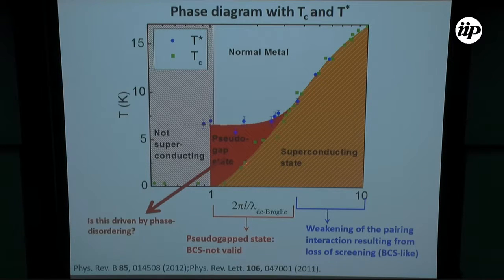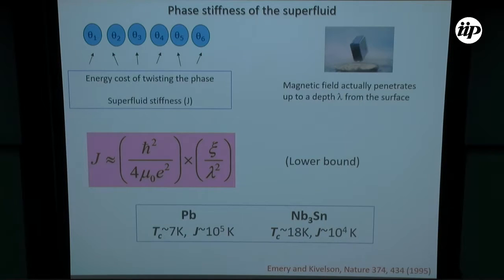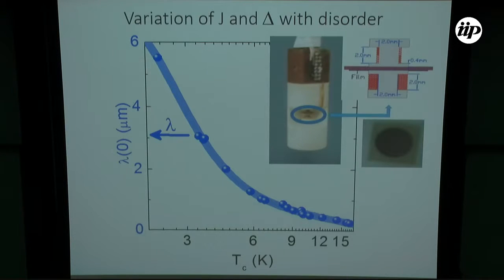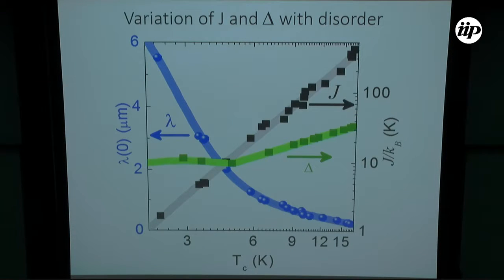So this transition, we know now that gap is not a relevant parameter. We think that what is driving this superconducting transition is actually phase disordering. Further evidence of that can be obtained if you actually calculate the superfluid stiffness. And the superfluid stiffness you can estimate from the penetration depth and coherence length. So we measured the penetration depth for each of these films using a two-coil mutual inductance technique. And then when we convert this into the superfluid stiffness and the gap scale here, we see this.